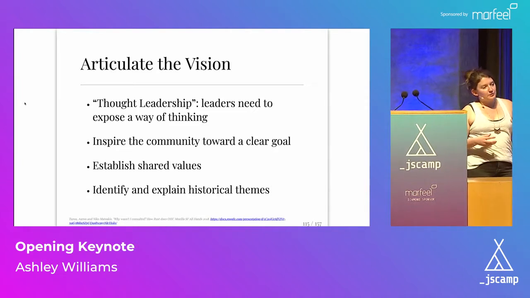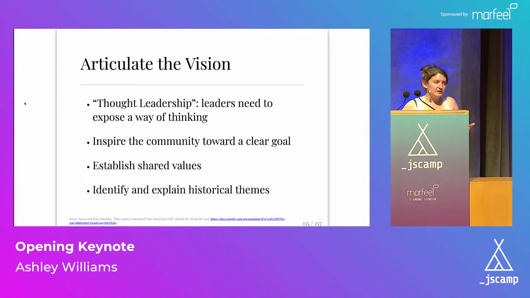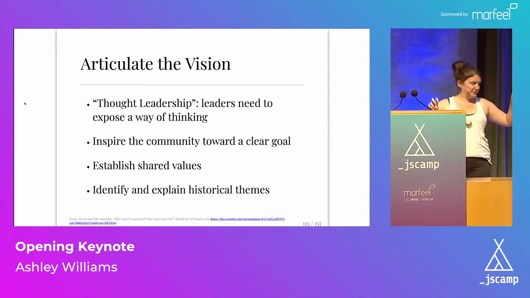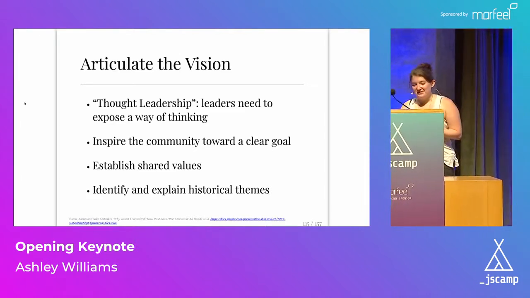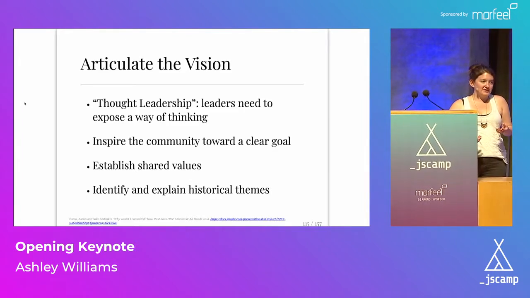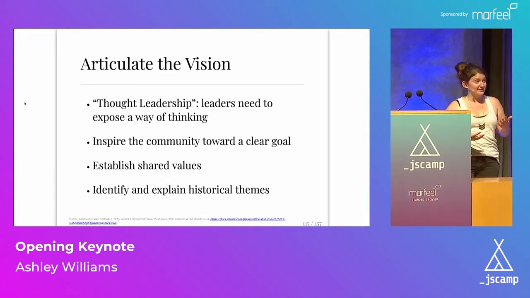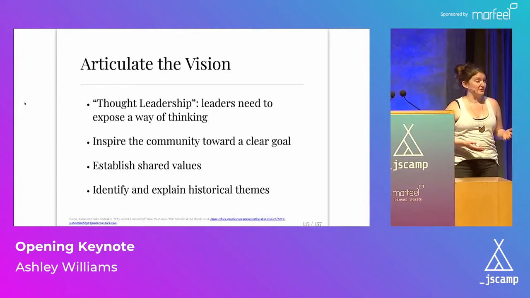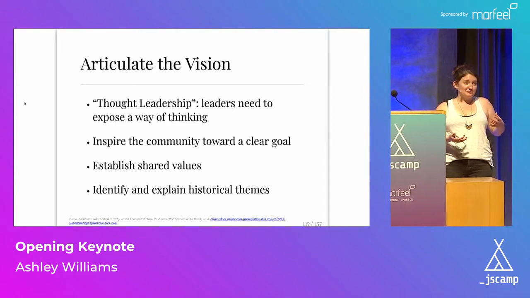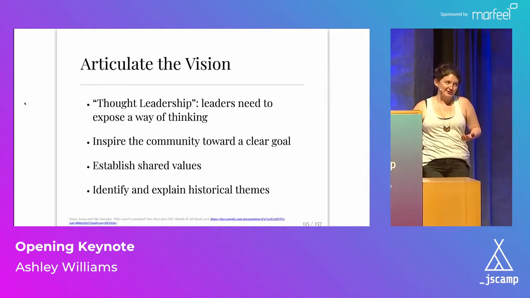We think that it's incredibly important to articulate the vision. So asking these questions, like what does Node want? What does JavaScript want? What does Rust want? Is really key. And we make lots of jokes in the JavaScript world about thought leadership. How many thought leaders in the room? You're also lying again. But it turns out that thought leadership is actually an incredibly important thing. And being part of open source projects has a lot less to do with coding and a lot more to do with inspiring the community towards a clear goal, establishing shared values, and being able to identify and explain historical themes. It turns out that maybe a lot of what you learn in a CS degree is a lot less relevant to leading a large open source project than what maybe I learned in my philosophy degree.